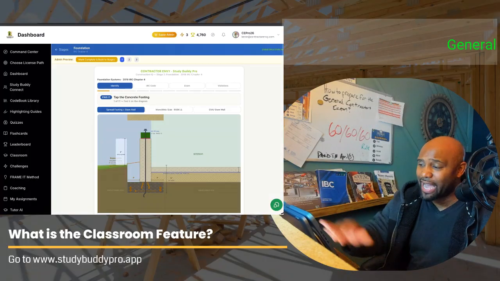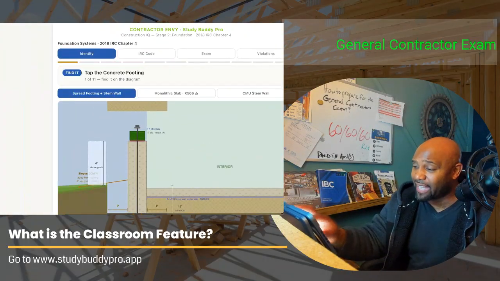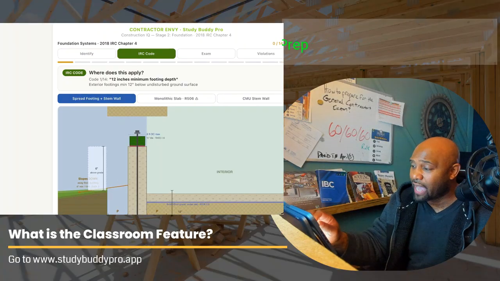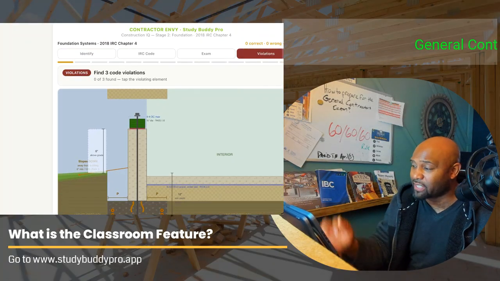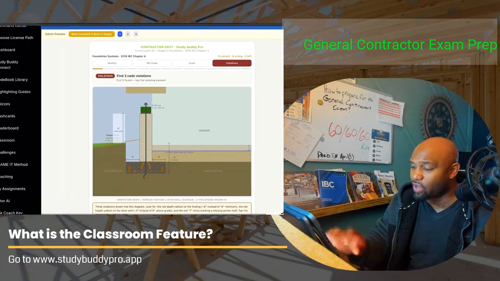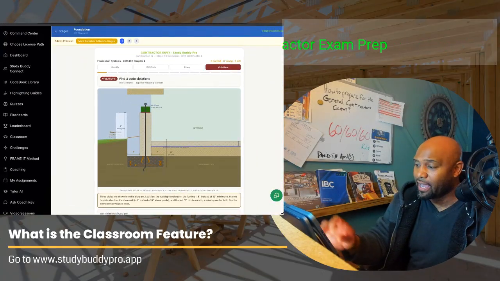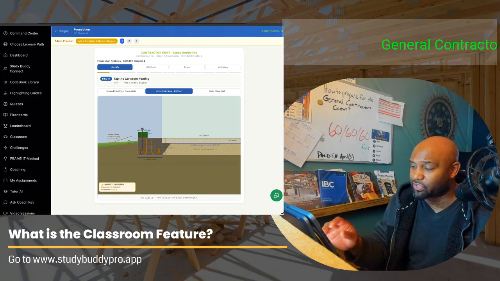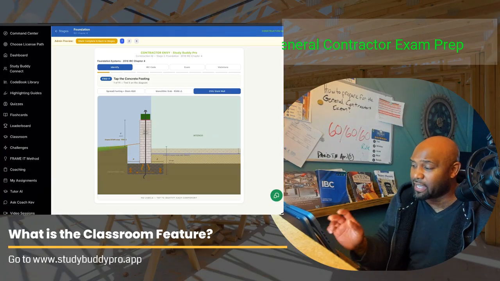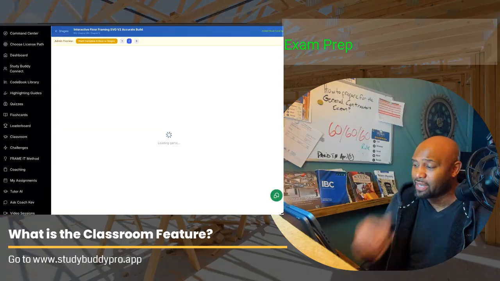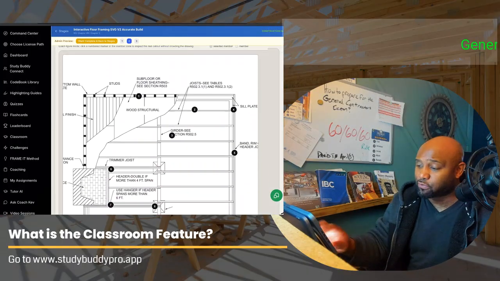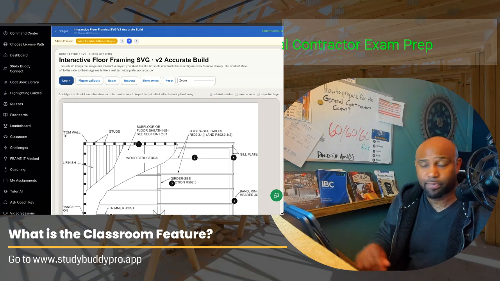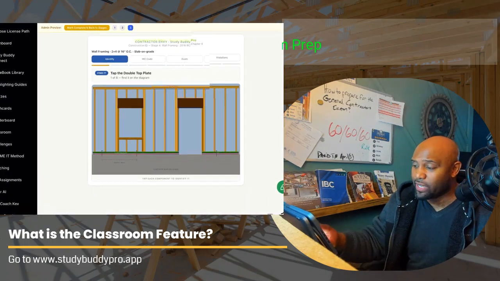We get in, we got diagrams here where it's asking us to identify the section, IRC code, how does it apply, exam questions, and then violations. You get to find all that in this diagram. And what I love about it is it actually touches different foundations. So there's monolithic, there's CMUs, and boom, it goes on. The next lesson is actually floor framing, because floor systems is in chapter 5. And then chapter 6, we get into wall framing.